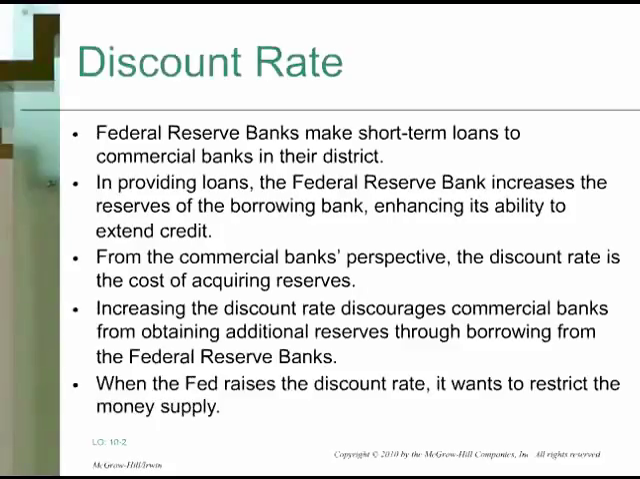Federal Reserve banks make short-term loans to commercial banks in their district. In providing loans, the Federal Reserve Bank increases the reserves of the borrowing bank, enhancing its ability to extend credit. From the commercial bank's perspective, the discount rate is the cost of acquiring reserves. Increasing the discount rate discourages commercial banks from obtaining additional reserves through borrowing from the Federal Reserve banks. When the Fed raises the discount rate, it wants to restrict the money supply.